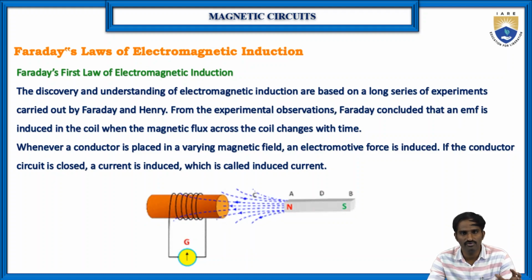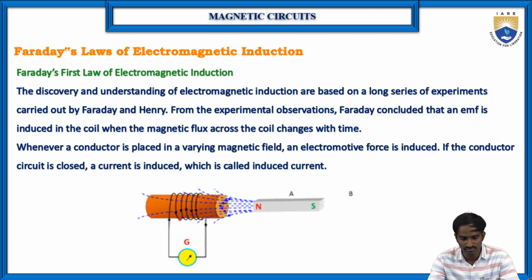Which means any one of the fields must change, either the magnetic field or the electric field. Then only is an EMF induced in that coil. Let us consider here that the coil is stationary, and the magnetic flux across that coil changes with respect to time. Then EMF is induced in that coil.